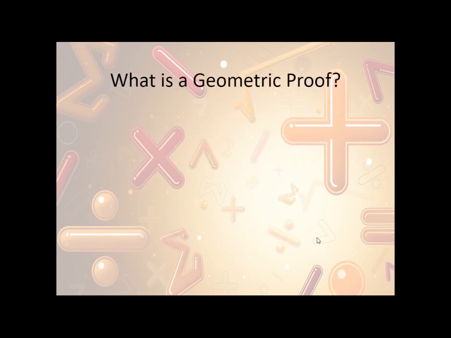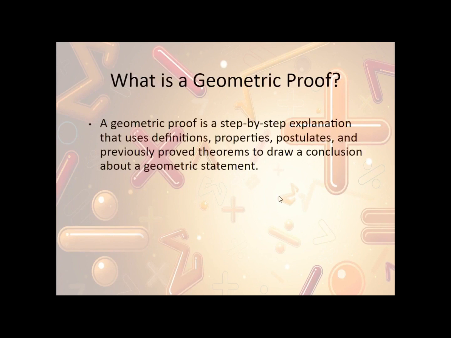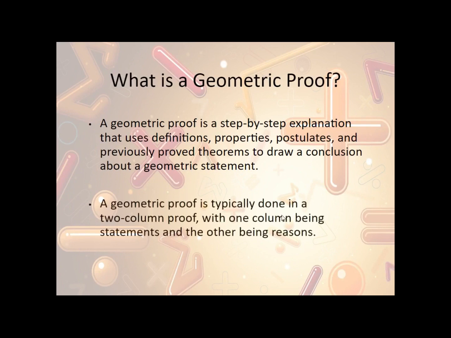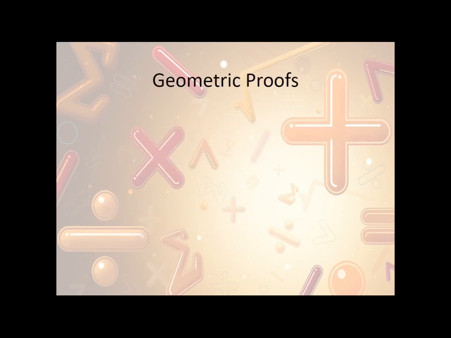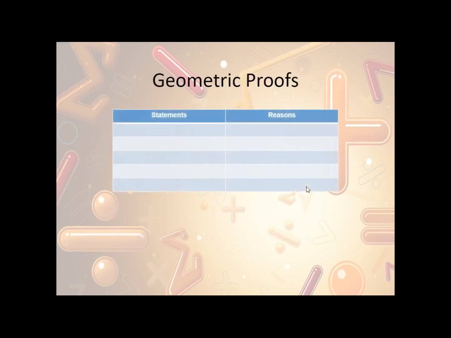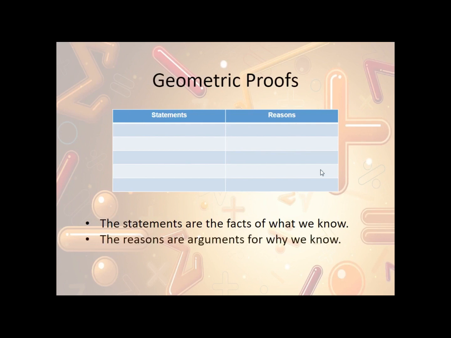Now, what is a geometric proof? A geometric proof is a step-by-step explanation that uses definitions, properties, postulates, and previously learned theorems to draw a conclusion about a geometric statement. A geometric proof is typically done in a two-column proof, with one column being the statements and the other being the reasons. So what do geometric proofs look like? They look like this. We have a column here that represents our statements. This is, what do we know? So these are the statements of, we know this, we know that, and so on. Now, the right side is the reasons, and that is the arguments for how we know that to be true.